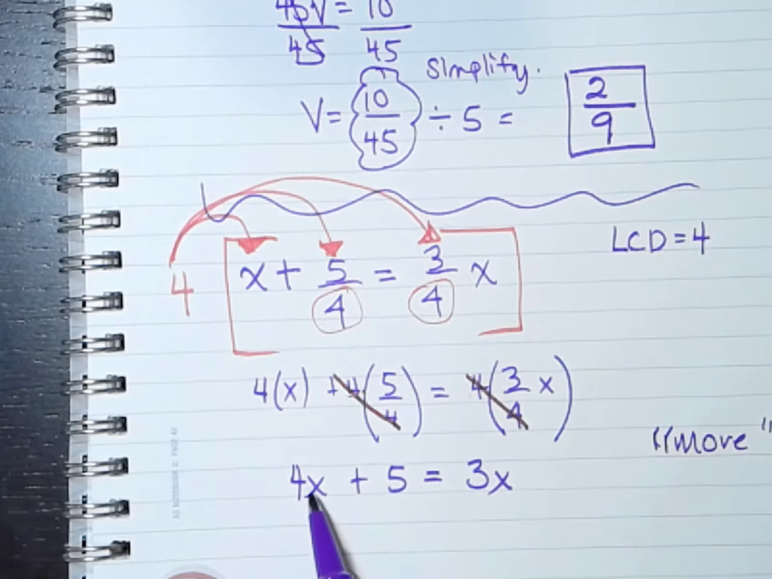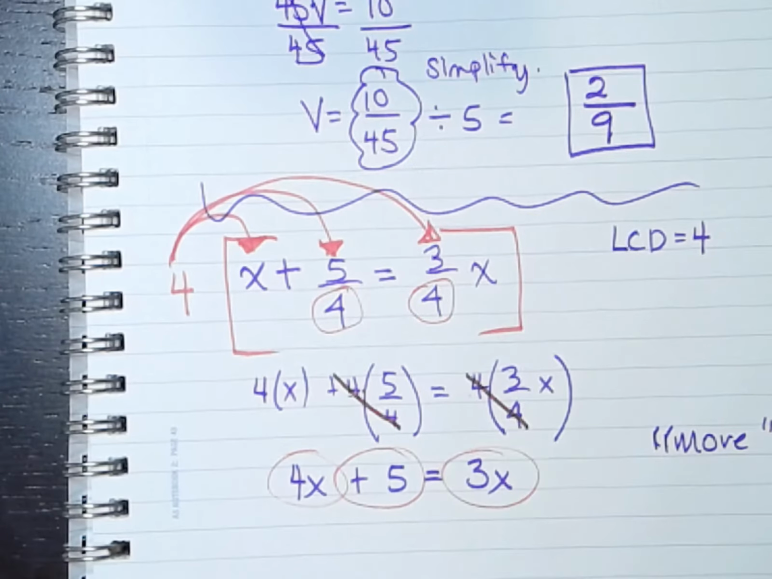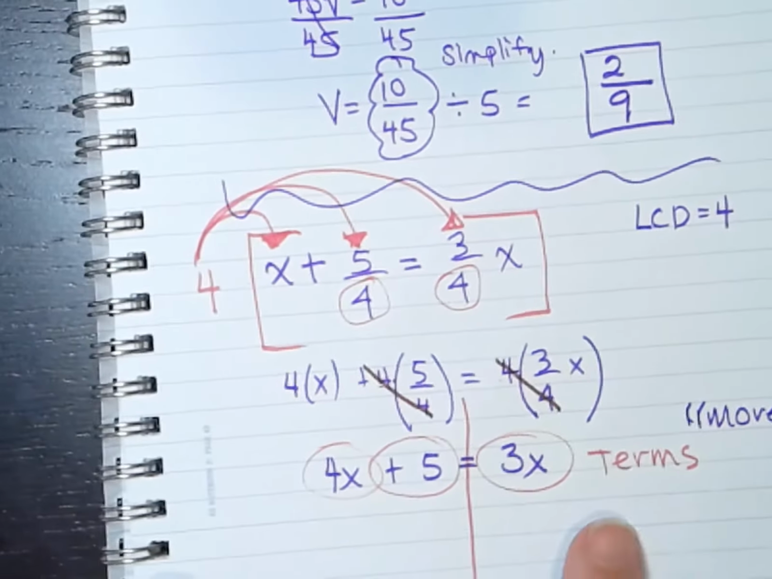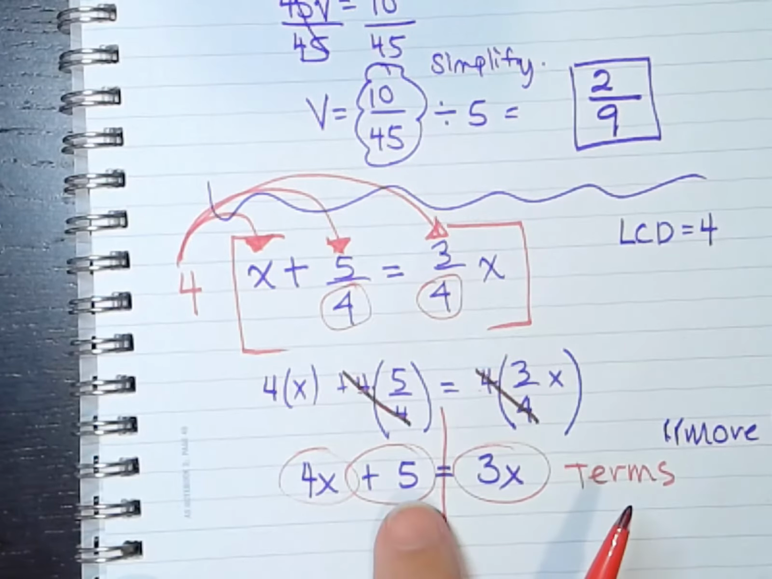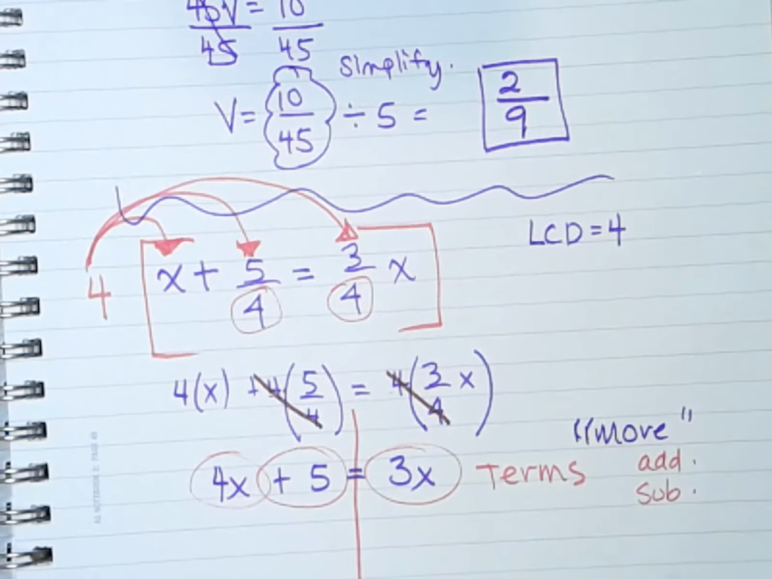Okay. So there are 1, 2, 3 terms in this equation. These are called terms. So my job is to get all the terms that have x's in them on one side of this equation, and the terms that don't have x's on the other side. In order to move terms, that requires an addition or a subtraction. We don't do any division, not until the end. So we have to add or subtract to get these terms to move from side to side.